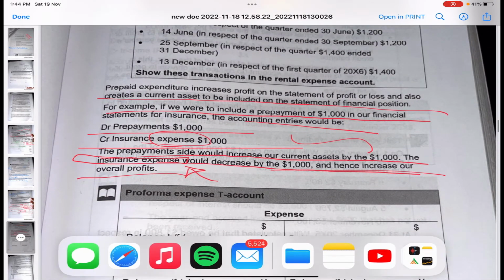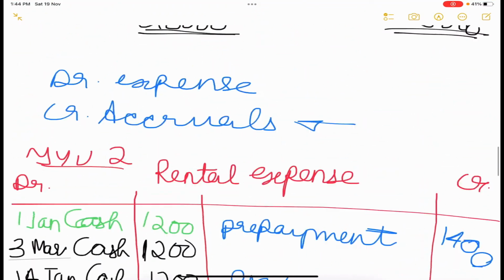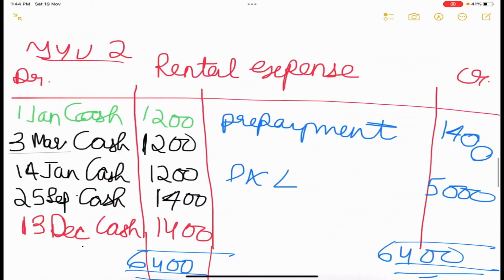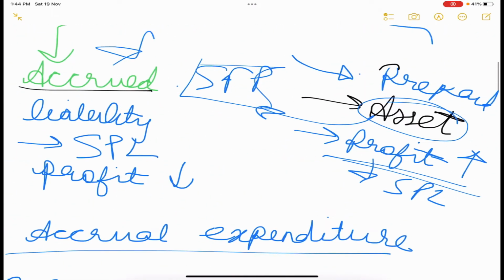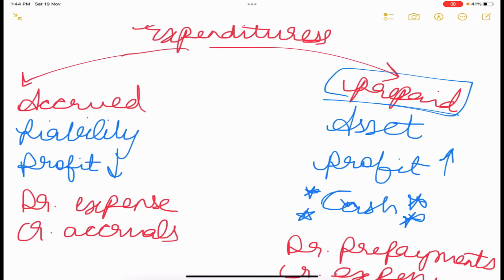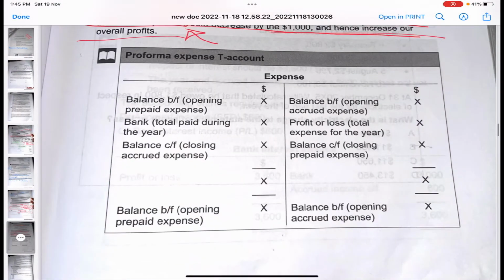In part 1, we saw the journal entries and we learned how to make the expenses. Now we know what prepaid expenses or prepaid expenditures are, and we know what accrued expenditures are. We had two types of expenditures, accrued and prepaid. We know that prepaid is an asset, which means it increases the profit, and accrued is a liability and it decreases the profit, and we know the journal entries as well. So let's start with the expense account.